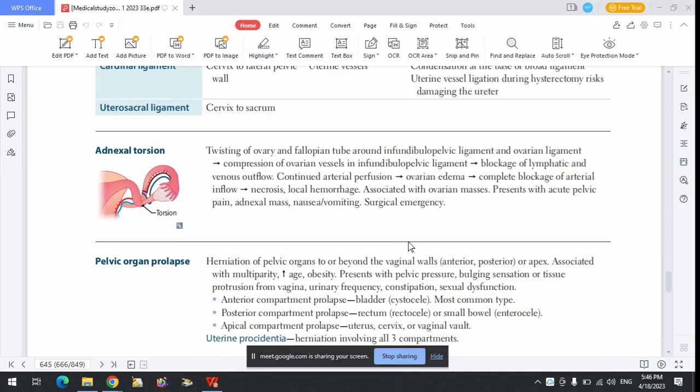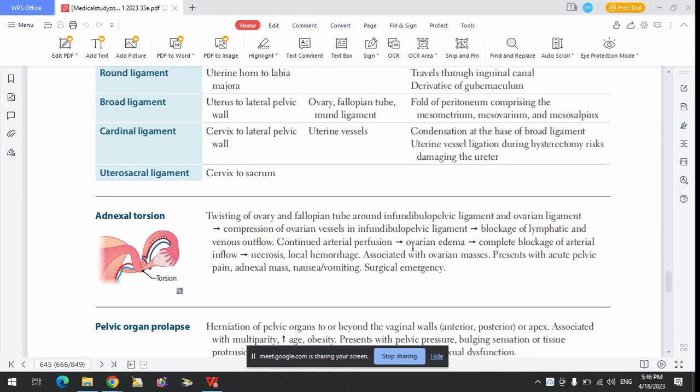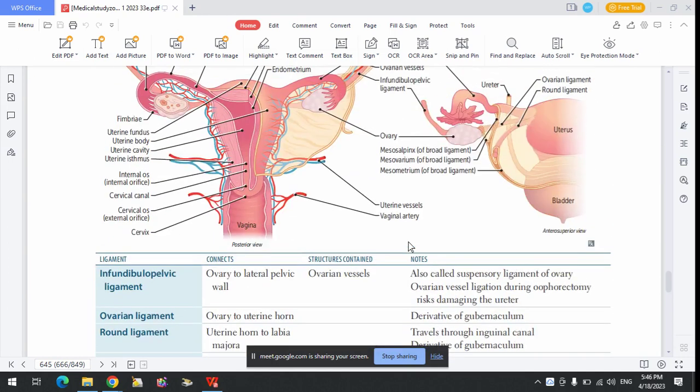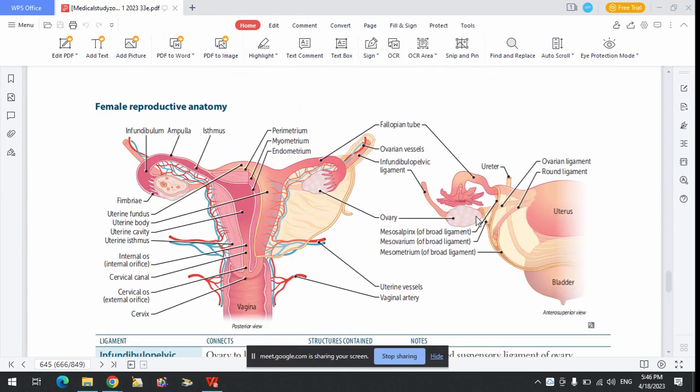So the next thing we're talking about is adnexal torsion. Adnexal torsion is a surgical emergency, and it occurs when there is twisting of the ovary around the ovarian ligament that is here and the infundibulopelvic ligament that is here. One of the things that can cause that twisting is an ovarian mass, either an ovarian cyst or ovarian tumor, which can predispose to twisting around the axis of this ovarian ligament or the suspensory ligament of the ovary.